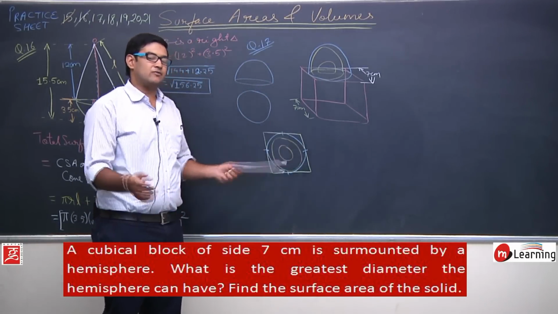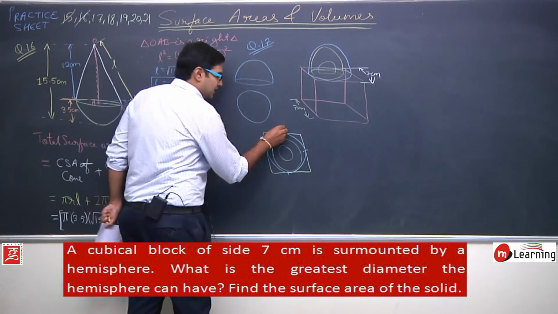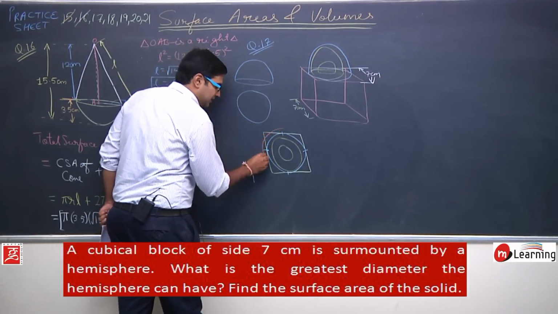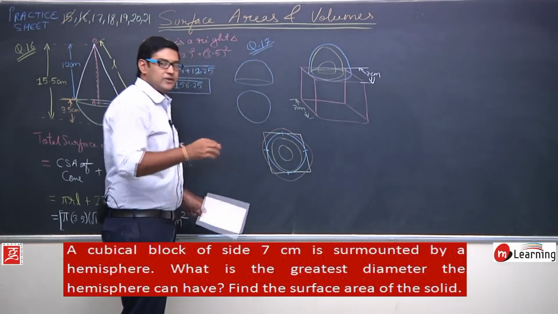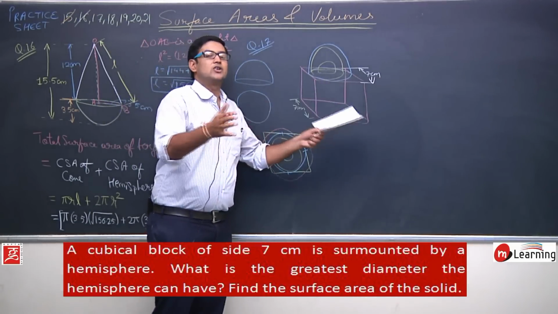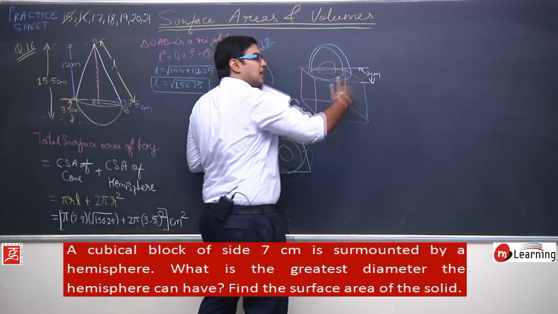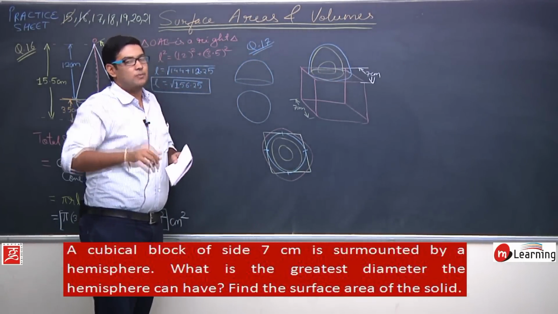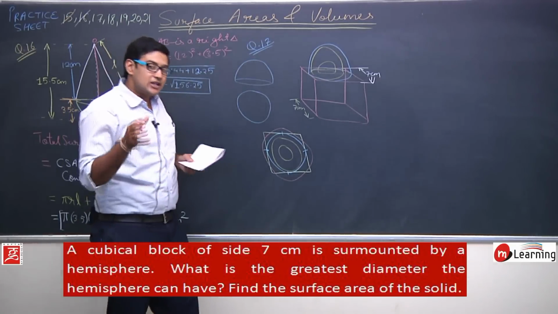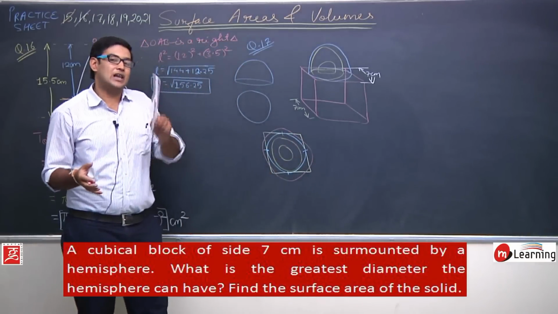Can I have the diameter of the hemisphere, the size of the hemisphere, greater than this? Let us try. If I make a hemisphere greater than this, I can observe that the hemisphere is going out of this cubical block. But we need to surmount the hemisphere at the top of this cubical block. It means the hemisphere cannot be greater than the cubical block.